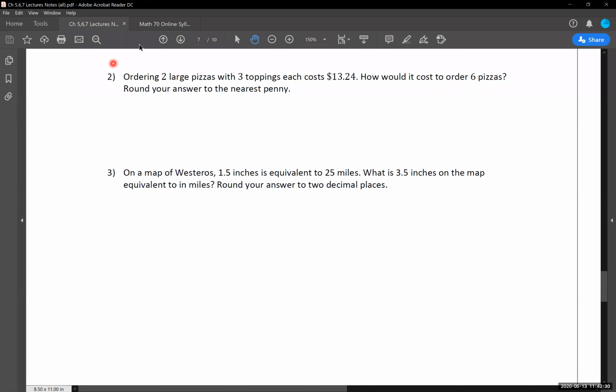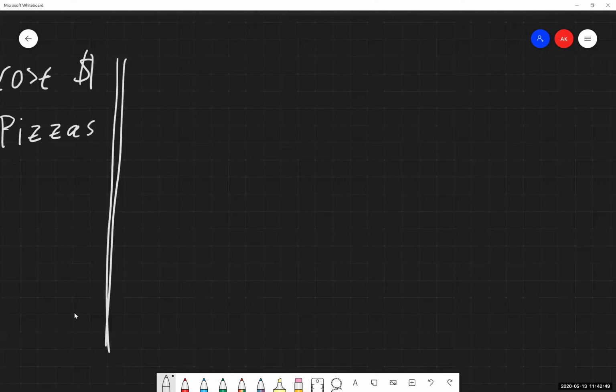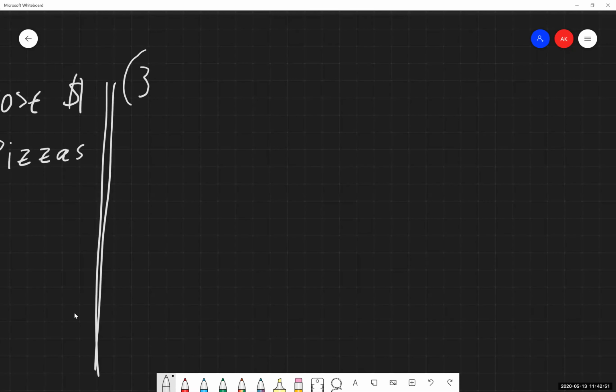So that's why I went through some more straightforward ones, and now we're getting to some grosser numbers that are showing up in here. But we're going to use the exact same process that we just did with 1 and 2. So jumping back to our whiteboard, this is the example we're using, number 3. Again, we were told on a map of Westeros, 1.5 inches is equivalent to 25 miles. What is 3.5 inches on the map equivalent to in miles?